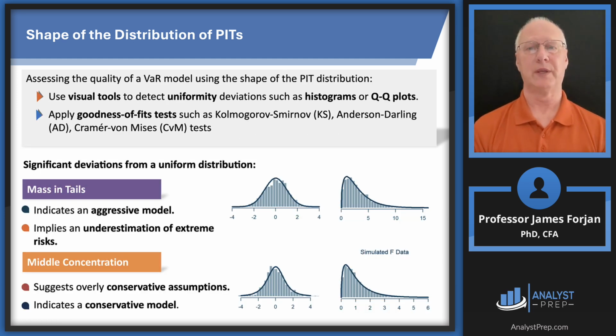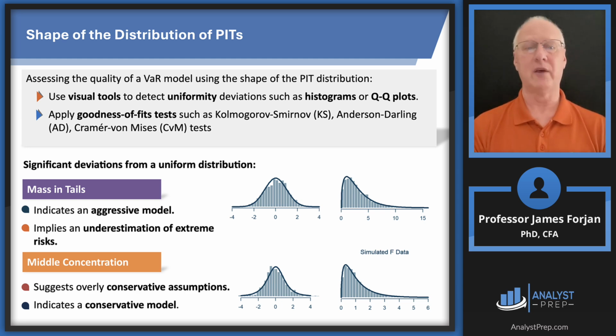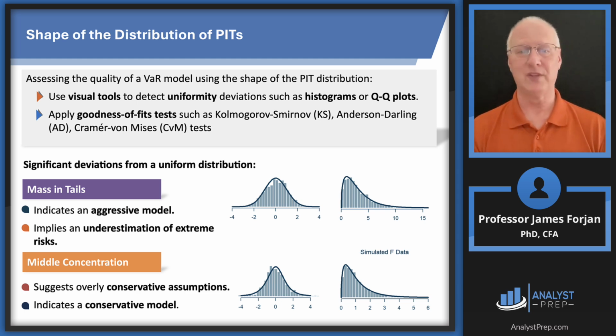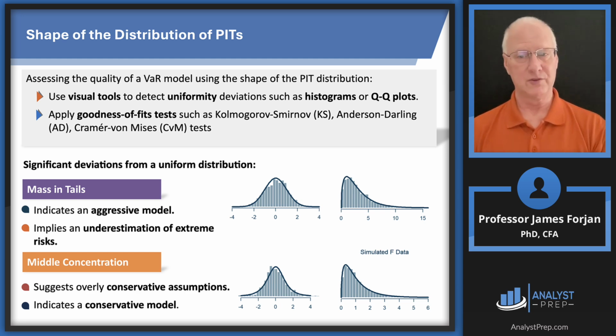Now what we can do is use histograms or the QQ plots. In a second here, we're going to look at these three tests, but based on what we said in that previous slide, notice if there are masses in tails or masses in the middle. Maybe I can call that middle concentration. So there's aggressive versus conservative.